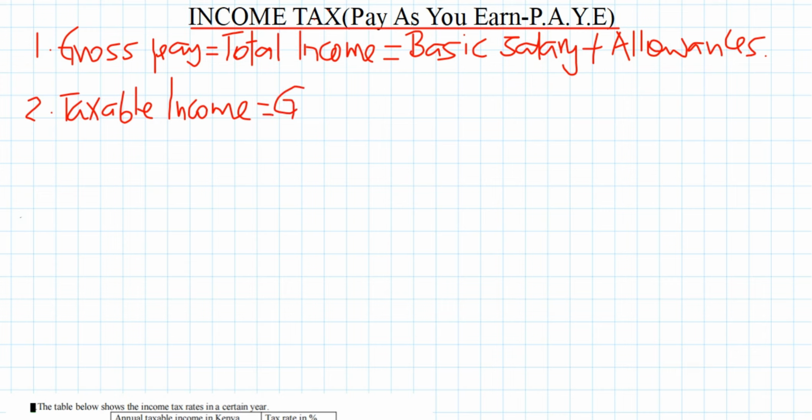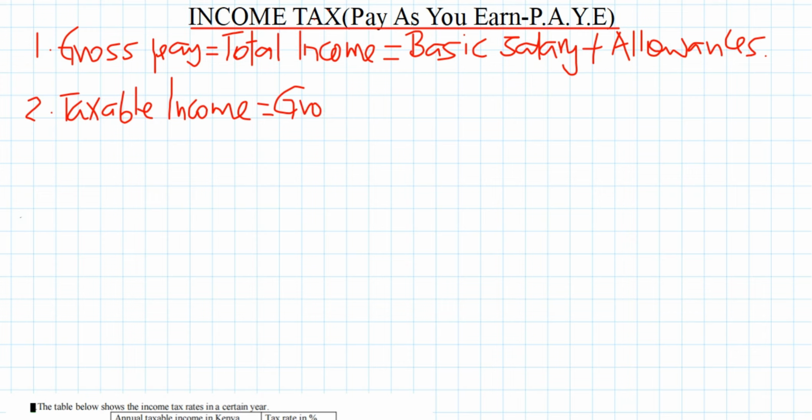Then number 2, we'll talk about the taxable income. This is the amount that is considered when this employee is being taxed. As we know, an employee earning 1 million is not taxed the same amount as an employee earning 20,000. So in this case, the taxable income helps us to determine in which bracket we consider this employee for taxation.